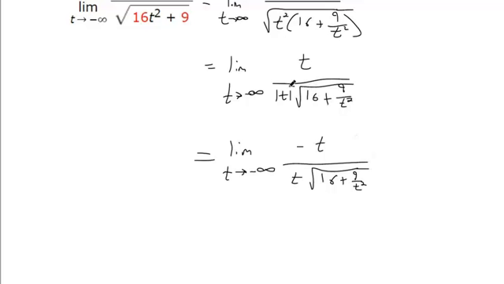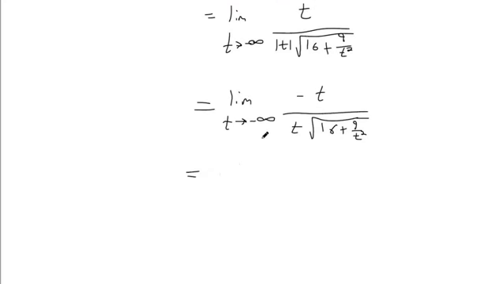Right? Because this is always going to be positive. But as t approaches negative infinity, this is always going to be negative. This is always going to have a positive result. So we know the denominator is always positive, and we know the numerator is always negative. So we can stick a negative sign in front of this limit. And now we can simplify it, and then we've taken care of the absolute value part of our limit.